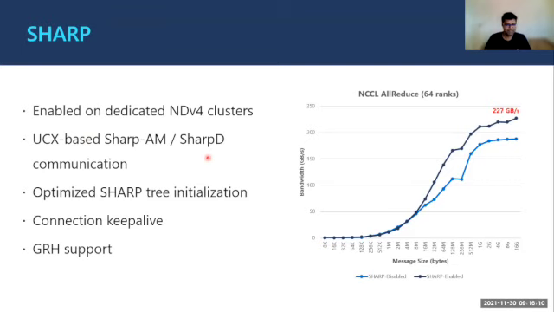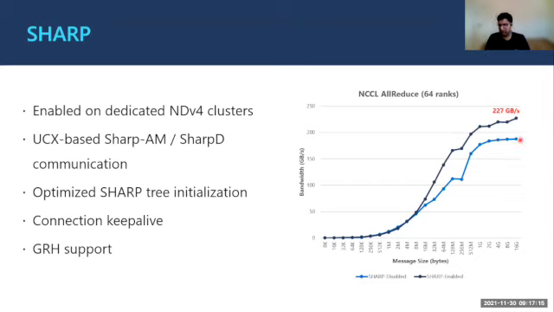The NVIDIA team has done several optimizations to enable SHARP in the cloud environment. One of the cool things is UCX-based SHARP AM or SHARP D communication, because now you can get PKey-based isolation for this communication rather than going over TCP/IP. Optimized SHARP tree initialization, which really enables you to scale out to really large scale. And also connection keep alive so that you can reduce the traffic to the UFM or the SHARP AM in this case, right? And also GRH support, so that again, if you want to really scale out, it is supported. So in the graph, I have shown two lines here. One is with SHARP and one without SHARP. So you can see we are hitting around 227 or 220 gigabytes per second.